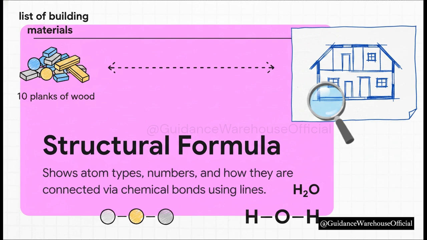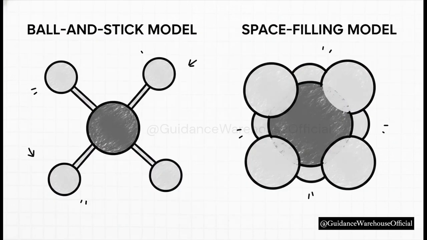Think of it this way. The molecular formula is like a list of building materials from the hardware store, say 100 bricks and 10 planks of wood. The structural formula is the actual architectural blueprint that shows you exactly where to place those materials to build your house. And we can actually take this visualization even further.